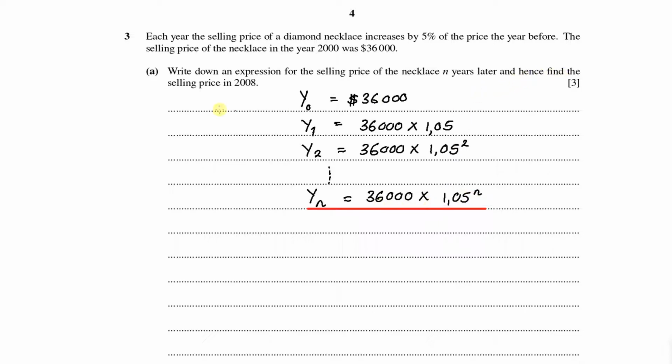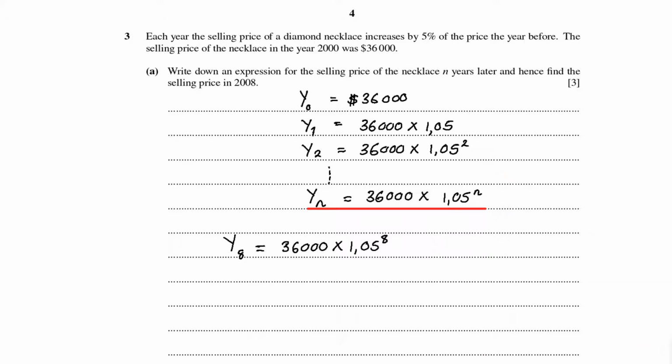Again, the question says, hence find the selling price in 2008. So in 2008, that will be 8 years later from 2000. So that will be Y8, so n is equal to 8. So this will be 36,000 multiplied by 1.05 to the power of 8.